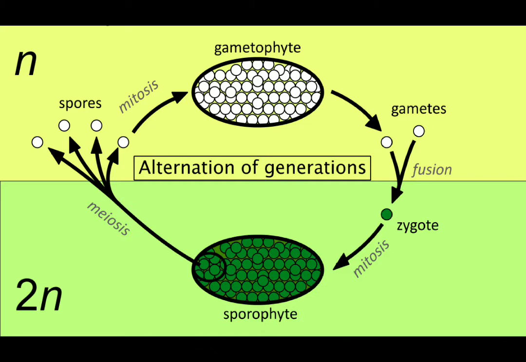generation produces spores asexually. In terms of chromosomes, the gametophyte is haploid, or has a single set of chromosomes. And the sporophyte, on the other hand, is diploid. It means that it has a double set of chromosomes.